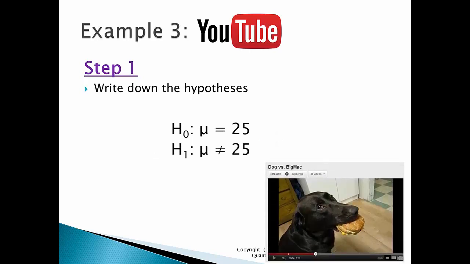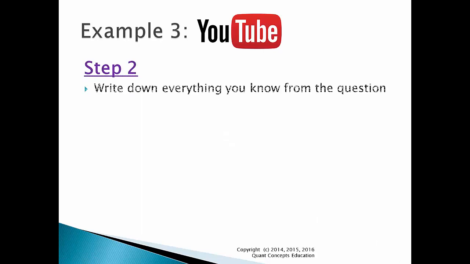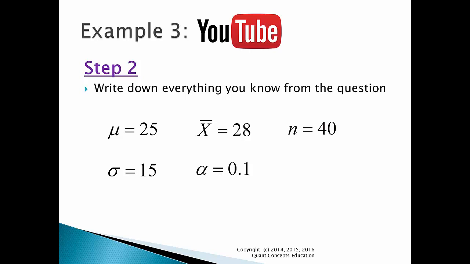Now, this is a two-tailed test. How do we know? Because the alternate hypothesis contains a not equal to sign. Okay, step 2. Write down everything we know from the question. First, we know that the hypothesized population average is equal to 25, so mu is equal to 25. We're also told that the sample average age, x hat, is equal to 28. The sample size, n, is equal to 40. The population standard deviation of the age of YouTube users, sigma, is equal to 15. The significance level of the test is 10%, so alpha is equal to 0.1.